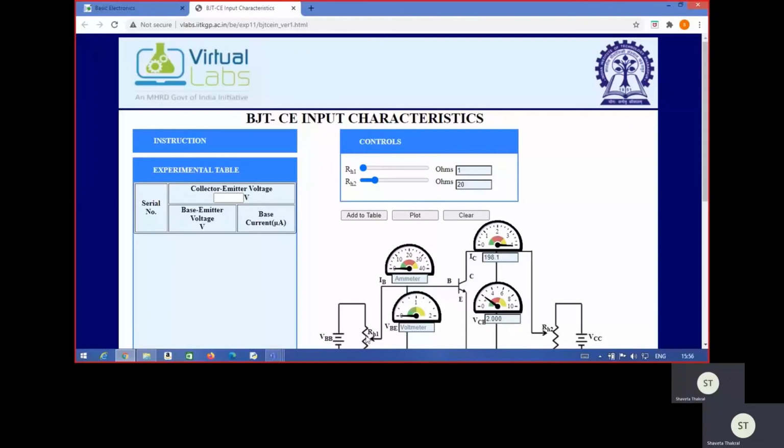Now we keep on varying VBE again, and accordingly IB will change. Then we have another set of readings and another set of curve. With the help of rheostat 1, we vary the value of VBE and accordingly IB changes, and we add it to the table like this. So we keep on increasing this value and keep on noting down the value of IB, and we have another set of readings like this.